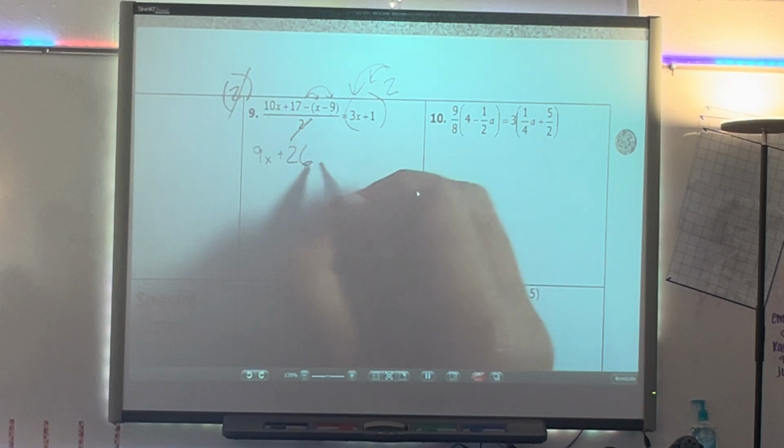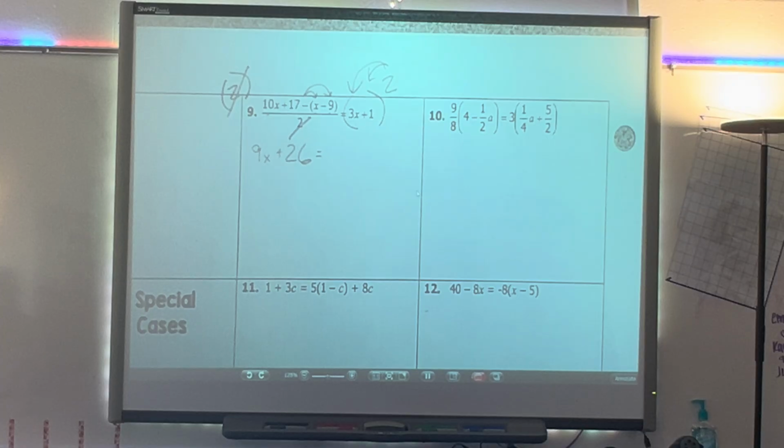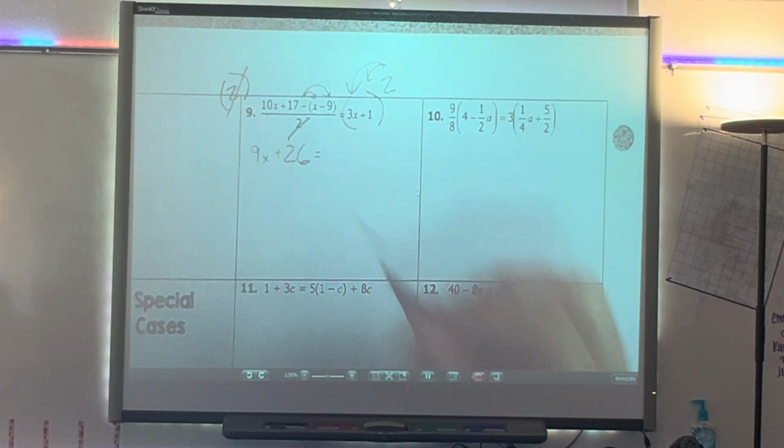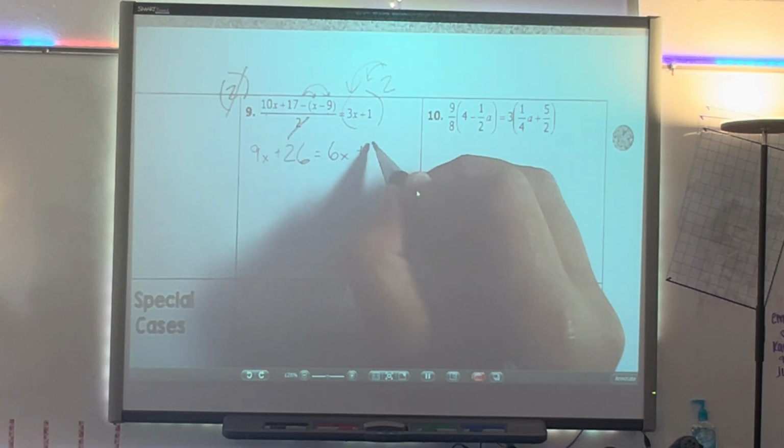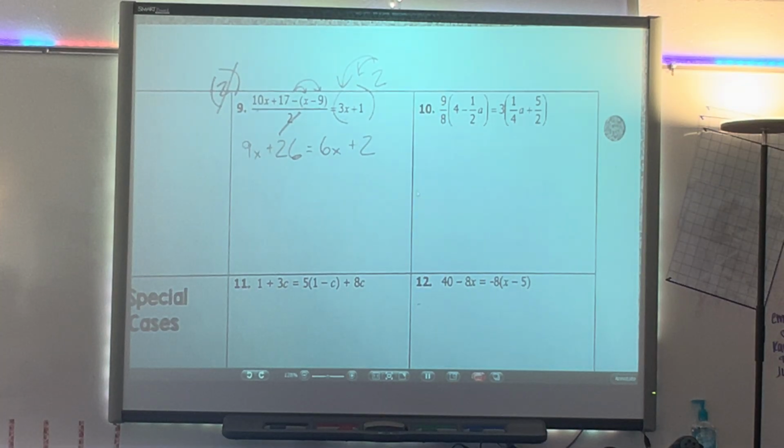Okay. All right, on this side, I've got to distribute the 2. So 2 times 3x is giving me 6x plus 2. Everybody good there? I'm not going any further on that. Y'all know how to solve. Is there anybody that does not know how to solve that from here?